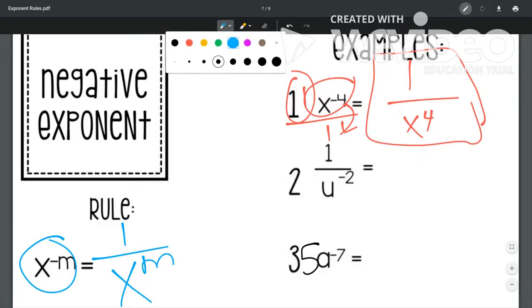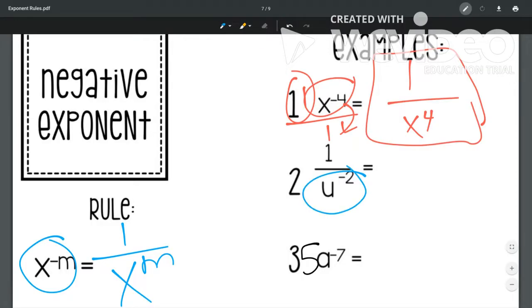Now, in this one, the bottom exponent right here is already in a fraction. It's sad, so we're going to move it to the top. And you have u squared times 1. Well, anything times 1 is itself. So u squared is just your final answer.